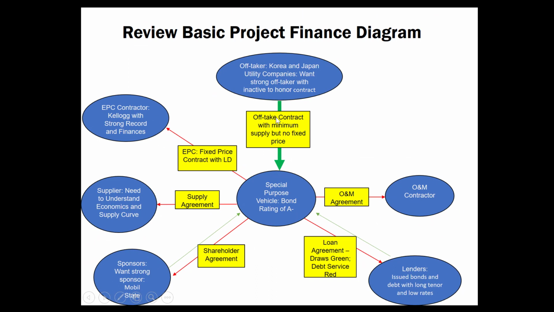I changed my green and red arrows. The green is where everything comes from. That's what you really have to understand. Some green comes from the sponsors, some green comes from the lenders. The lenders want to get paid back, the sponsors want to get paid, and you have to pay all these other people.